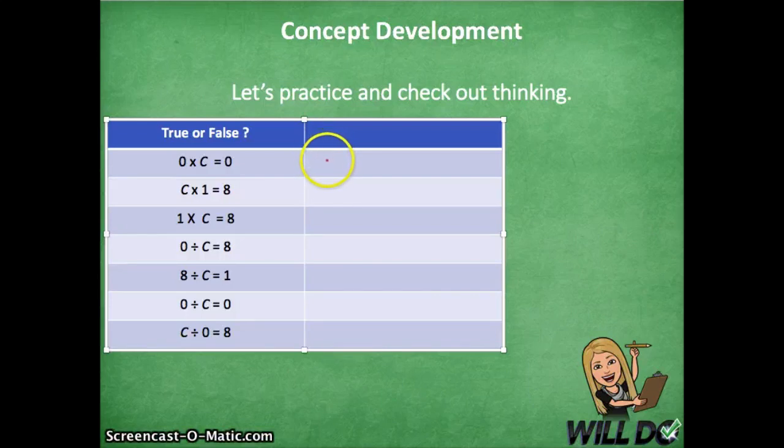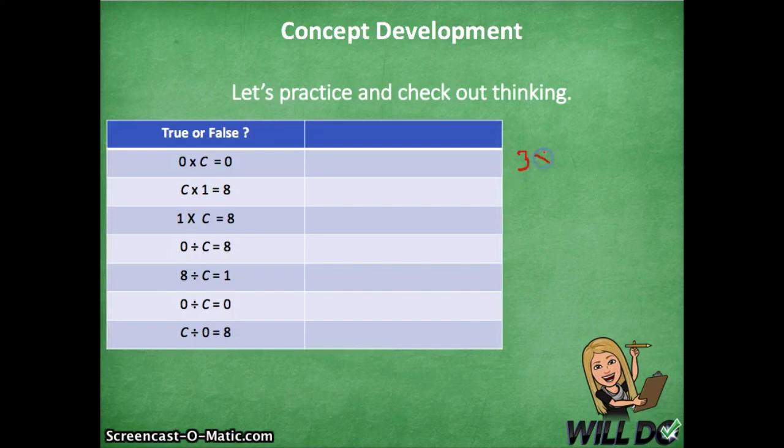So if we have 0 times c equals 0, that would be similar to, let's say, 3 times 0 equals 0. Talk to your learning guide. Could this be true? We have 3 groups with 0 in them. Would that equal 0? The answer is true. This is a true statement, or a true equation.